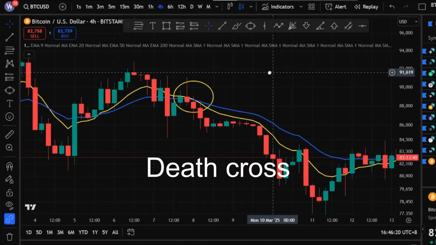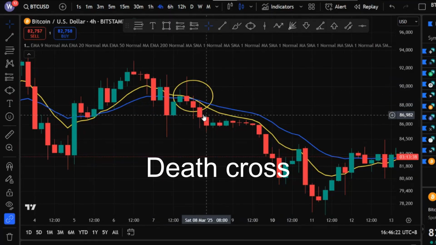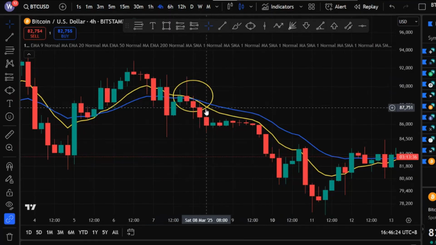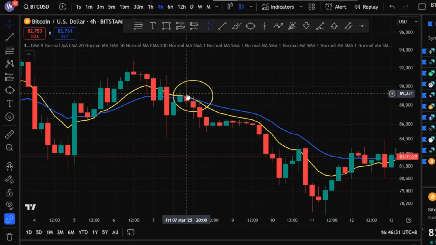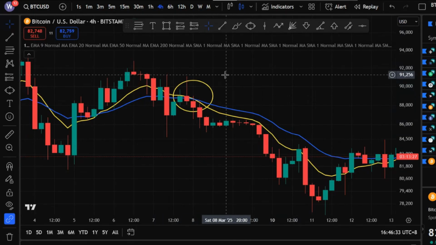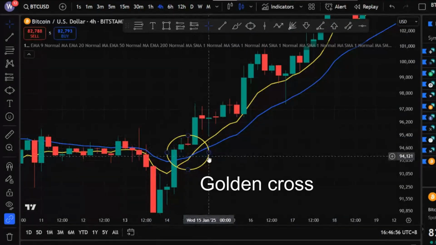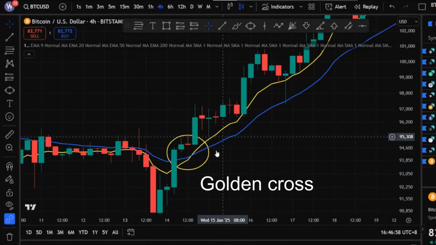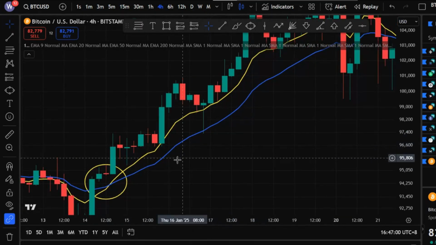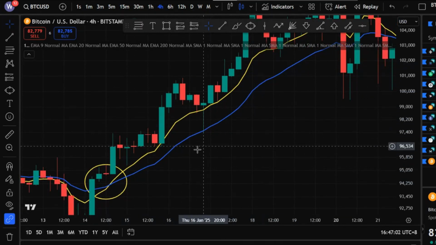So what I'm looking at is what we call the death cross, where the yellow EMA crosses below the blue EMA, to look for a short opportunity. So whenever the death cross has formed, we are looking for a short opportunity like this. And also, whenever a golden cross happens like this, where the yellow EMA crosses above the blue EMA, we are going to look at a long opportunity right here.